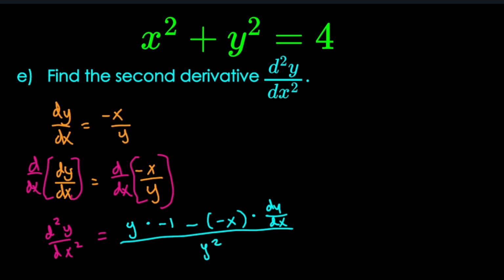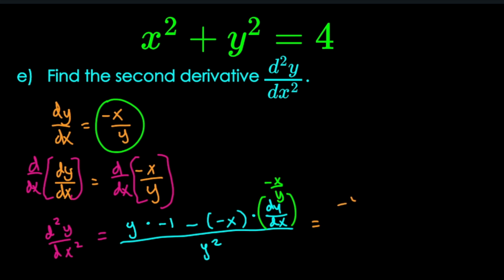Now here comes the fun part. We want the second derivative to be in terms of x and y. But there's an extra piece in here that says dy/dx. So we need to get that thing out. This dy/dx we've already found right here. So we'll replace dy/dx with negative x over y, and then simplify this new expression.